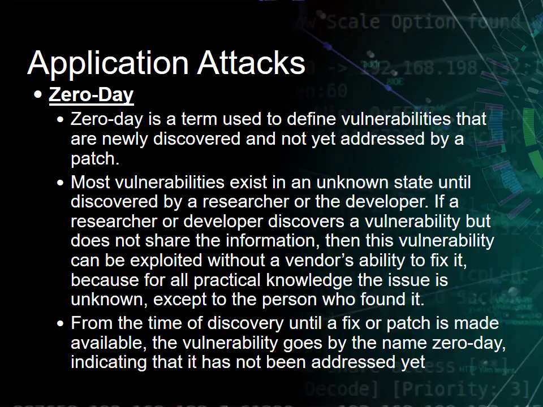0 day is a term used to define vulnerabilities that are newly discovered and not yet addressed by a patch. Most vulnerabilities exist in an unknown state until discovered by a researcher or the developer. If a researcher or a developer discovers a vulnerability but does not share the information, then this vulnerability can be exploited without a vendor's ability to fix it, because for all practical knowledge the issue is unknown, except for the person who found it.